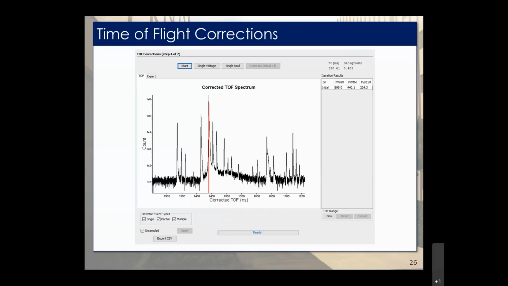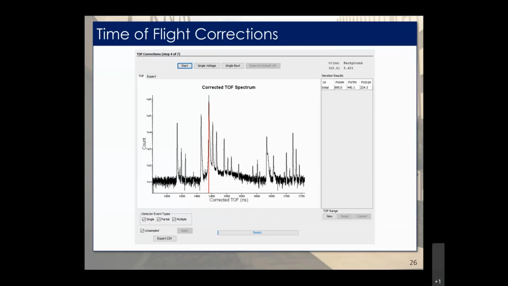The next step takes us to looking at the time of flight spectra. So in this case, what we want to do is start by running some iterative corrections to try and improve the overall peak shape and mass resolving power by basically correcting for differences due to the voltage at which the ion departed, as well as the bowl correction, so the corrections for the position on that tip. This is done iteratively with measuring the full width half max of a given peak to try and improve, like I said, the mass resolution.